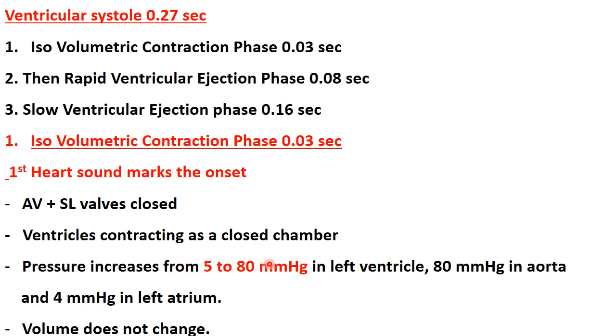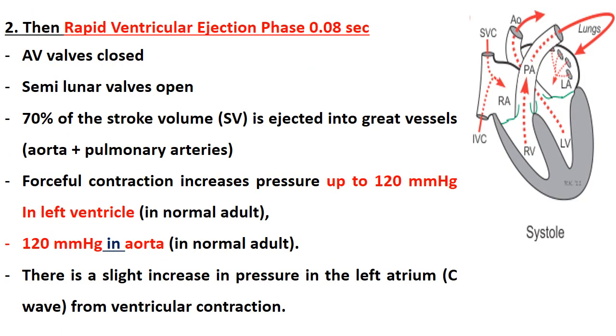The pressure within the ventricles increases from 5 mm of mercury to 80 mm of mercury in the left ventricle during this 0.03 seconds. At this moment, the pressure in the aorta was 80 mm of mercury and in the left atrium it is 4 mm of mercury.